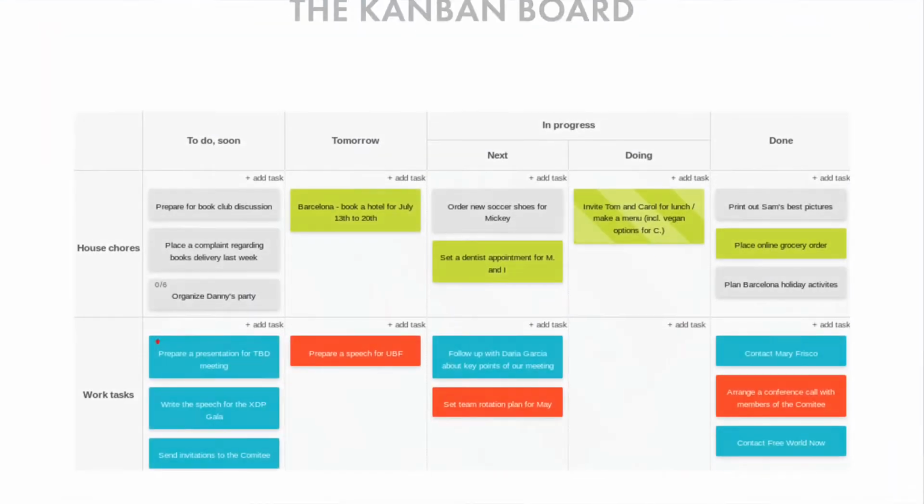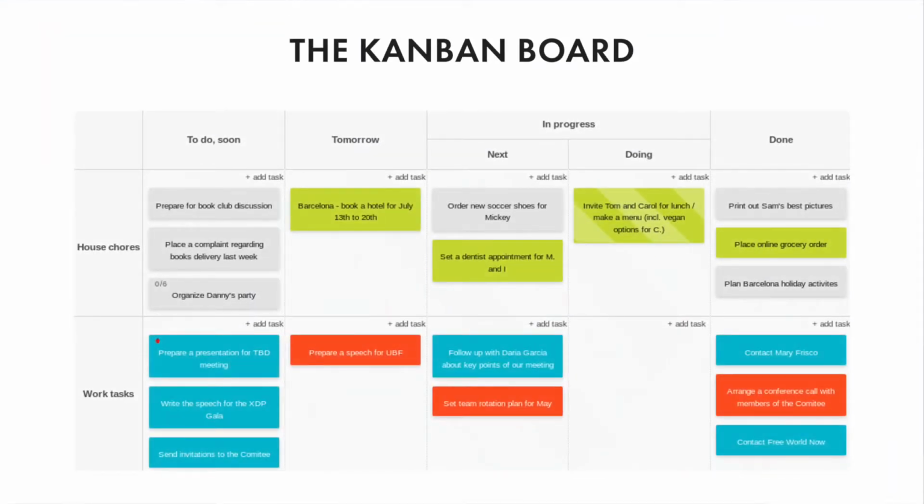So a Kanban board is a vital part of the Kanban method. A core principle of the method is that the workflow should be visualized. A Kanban board is that visualization, and there are two types of Kanban boards, physical and digital.